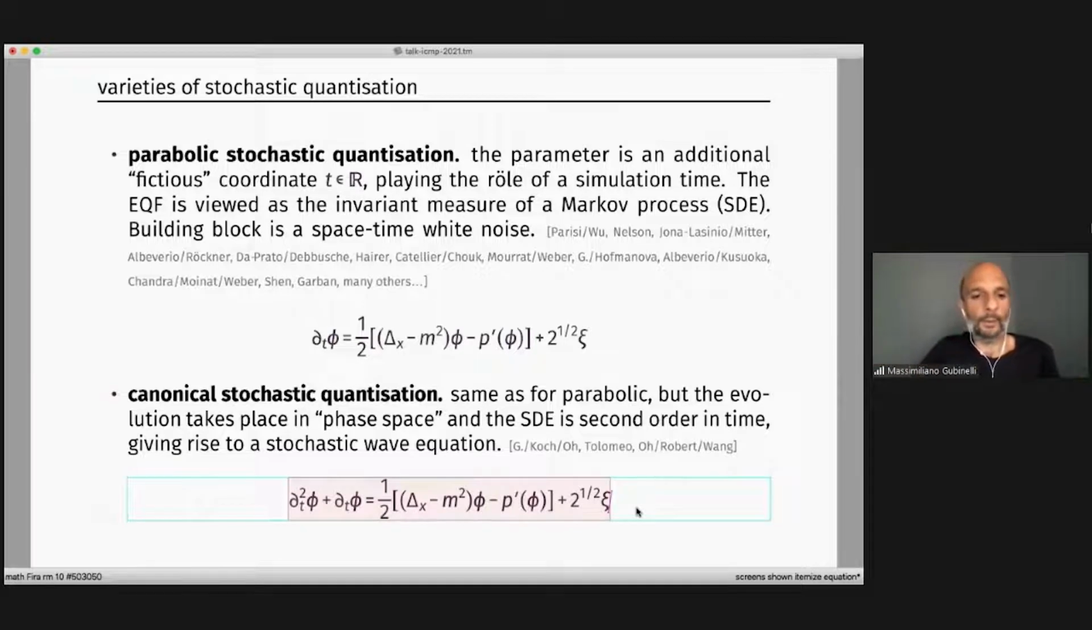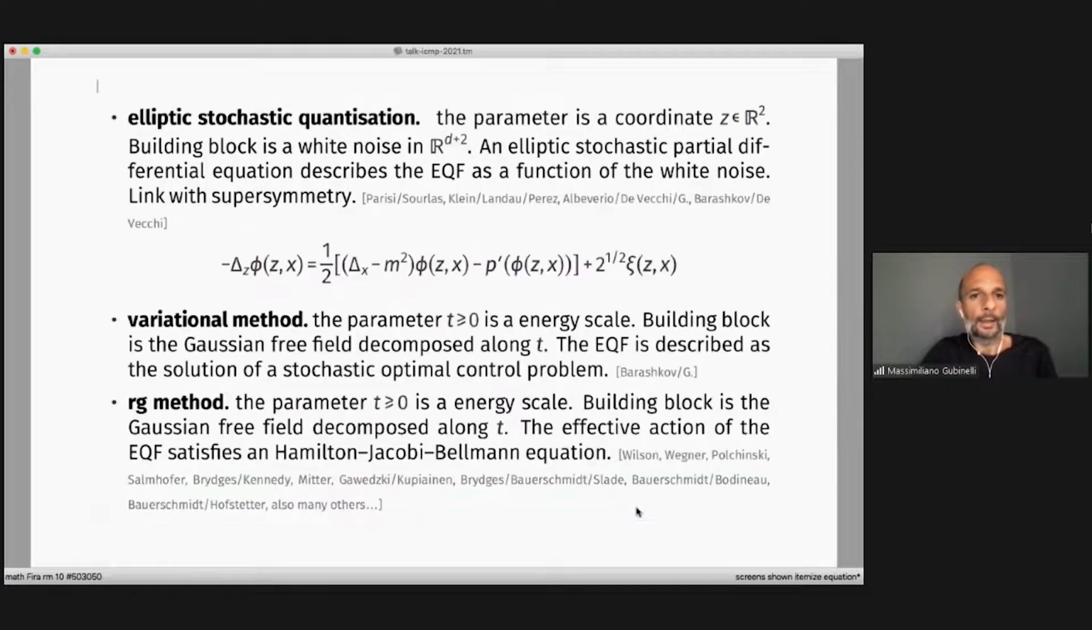And then there is, for example, elliptic stochastic quantization, which was introduced by Parisi and Sourlas. For me, probabilistically, it's a very interesting object. Essentially, the point is you can write an elliptic stochastic differential equation. So there is no Markov process here. There is no time. You have an additional parameter, which is a two-dimensional coordinate, which I call Z. And what is the connection with the Euclidean quantum field? Essentially, the idea is that the invariant solution to this equation, when you compute it for a given Z, is a function of X, and as a function of X, it gives you a Euclidean quantum field, okay?